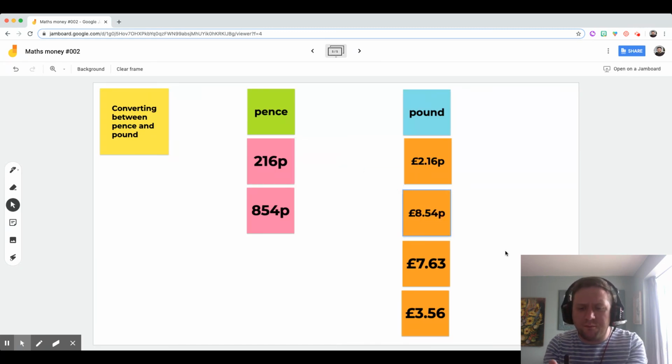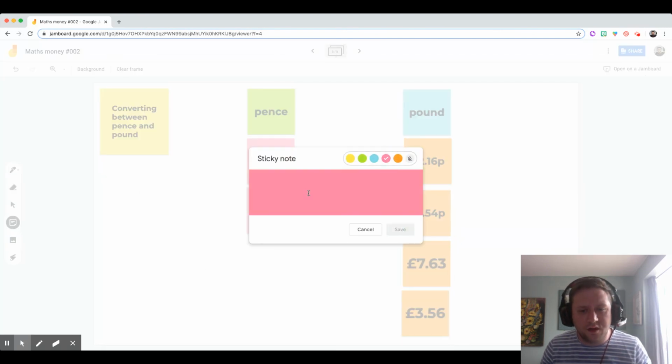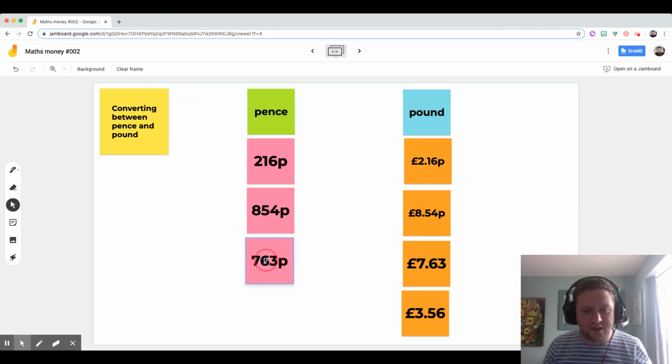Now, to convert from pounds into pence is the opposite way around. So this time I need to turn the £7 into pennies. Now I know 700 pence is £7, so I know £7 is 700 pennies. So I'm just going to jot that down so I don't forget it again. So I'm going to convert the £7 into 100 pennies each, so it'd be 700 pennies. And then I'm going to add the 63p on there. So £7.63 would be the same as 700 and 63 pence.